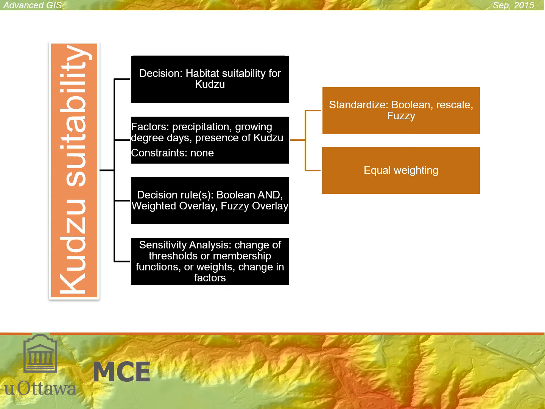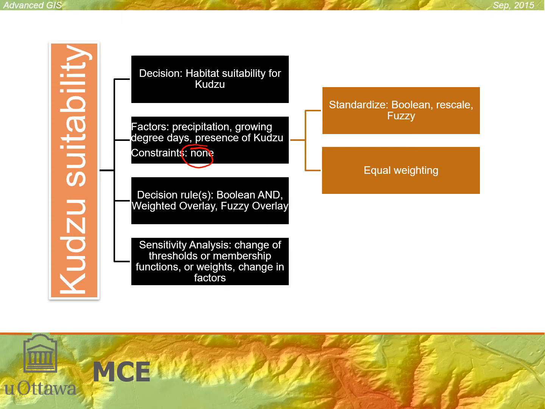So that means one plant can basically be a large region that's just a single plant, a clone, for example. So we'll look at precipitation and growing degree days, as well as the presence of Kudzu, because Kudzu nearby affects the probability of Kudzu establishment nearby. Constraints I have here is none, but really in the Boolean case, constraints and factors are the same thing.